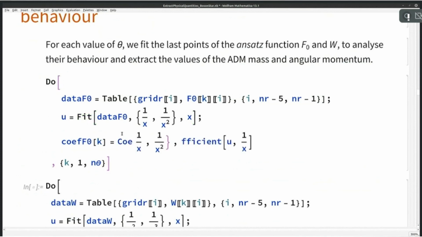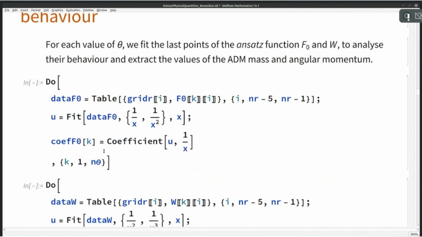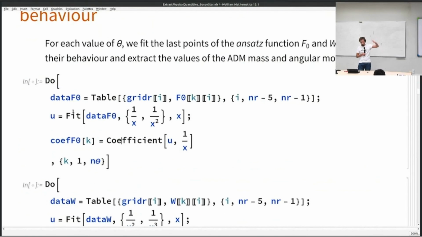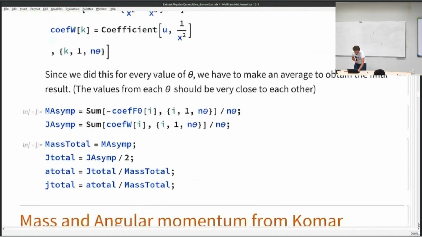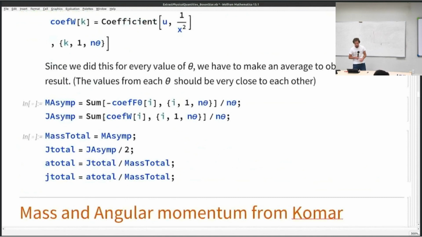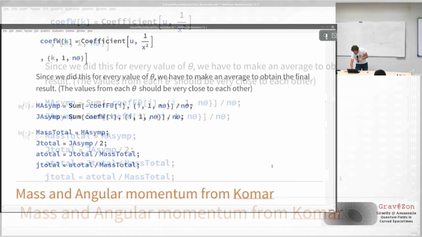And then you can do a mean for all the angles. Instead of only looking, for example, at the equatorial plane, you can do a mean for all the angles that you have. Then you do the same for the W function to obtain the energy momentum tensor. And at the end, you do a mean, and you get the mass and the angular momentum computed at some point asymptotically far away from the object. So, the asymptotic behavior of the function.